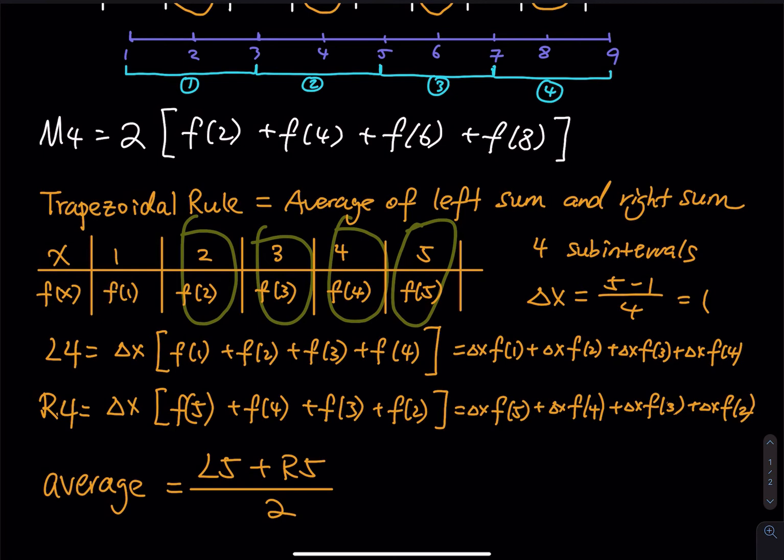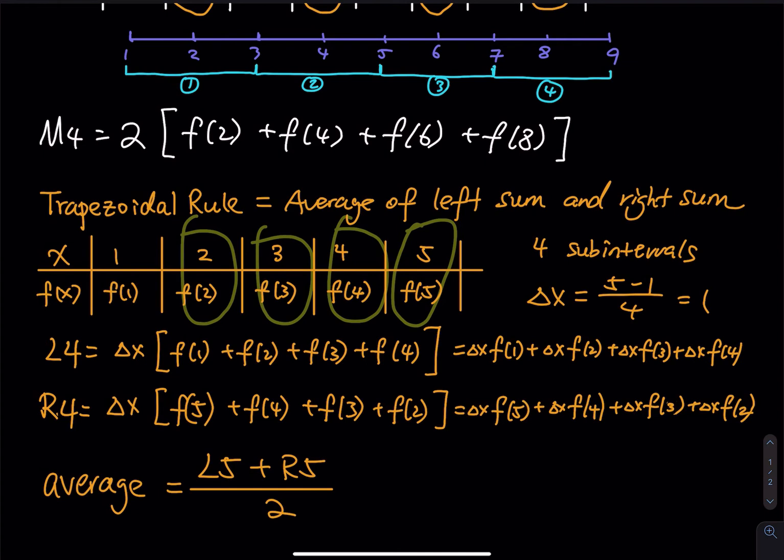And then you distribute the delta x. Okay, so you have delta x multiplied by each of the heights. So delta x times f5 is the area of the first rectangle from the right. Delta x times f of 4 is the area of the second rectangle from the right, and then delta x times f of 3 is the area of the third rectangle from the right, and so on and so forth.